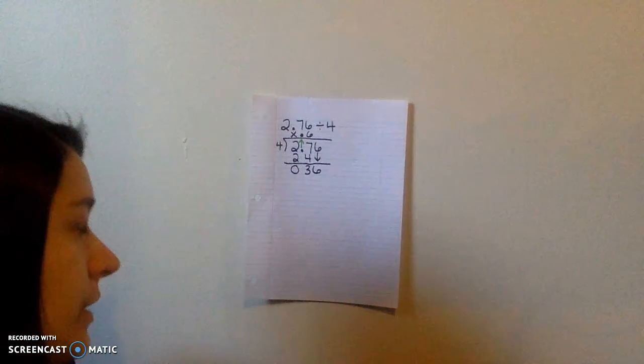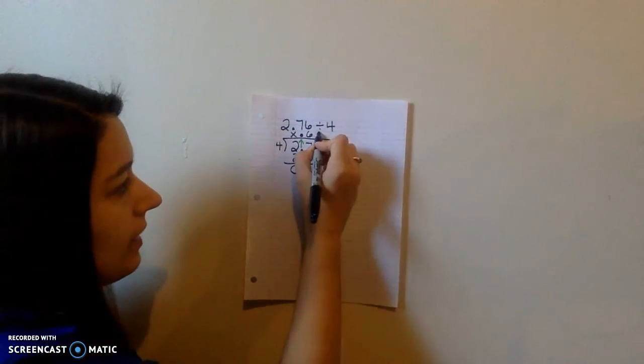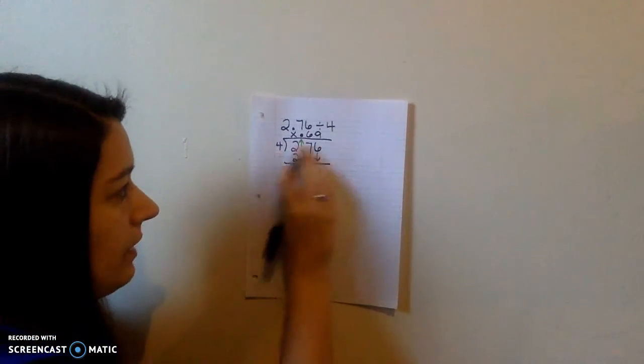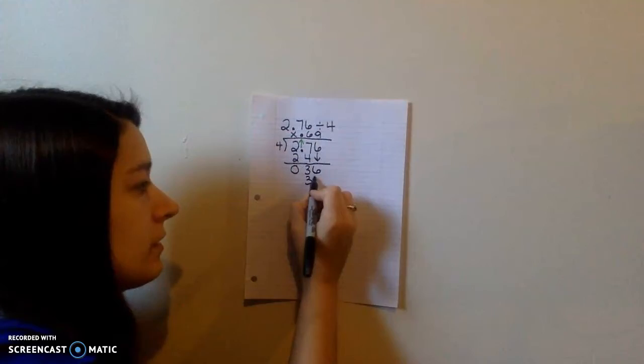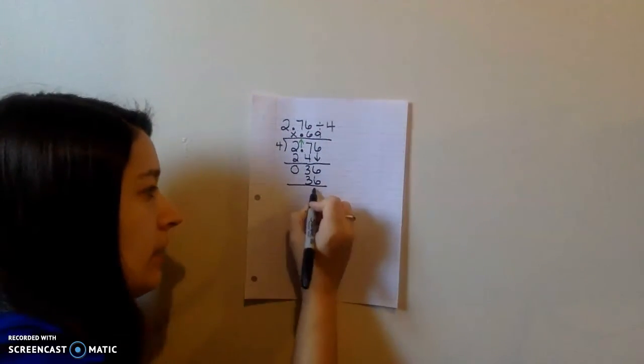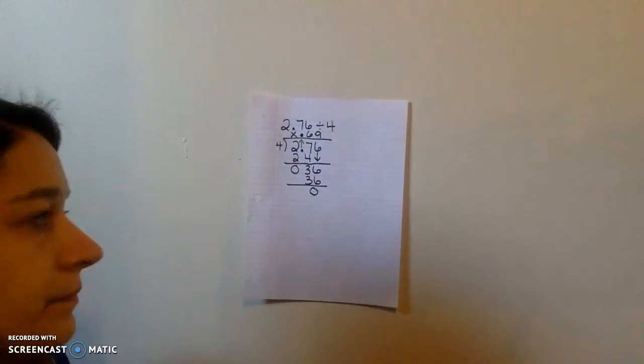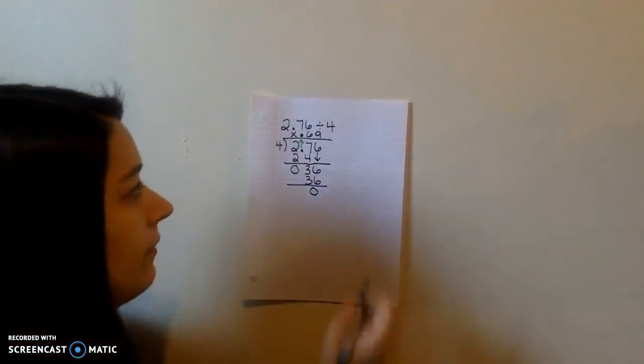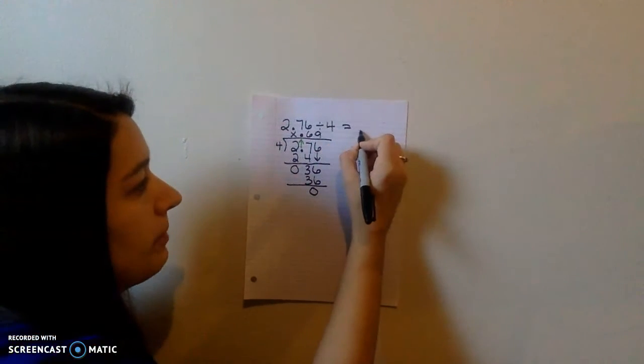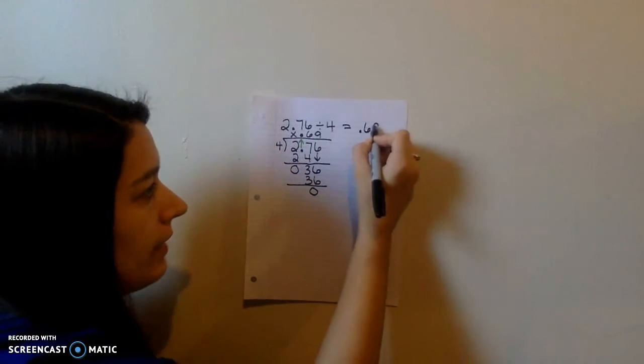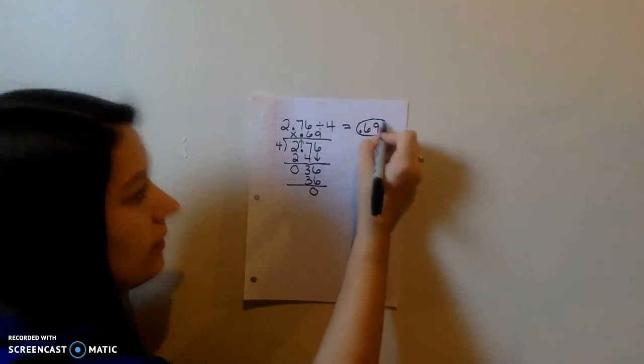4 goes into 36 evenly, goes in 9 times. 9 times 4 is 36. And we end up with 0. So we are done. So our answer for this problem would be 69 hundredths.